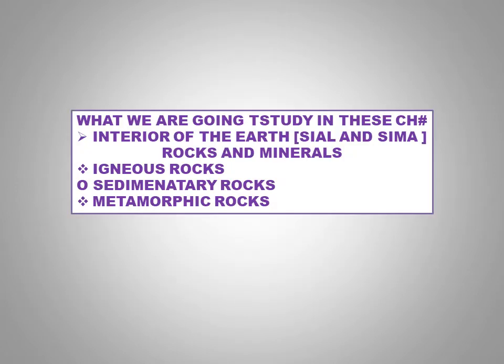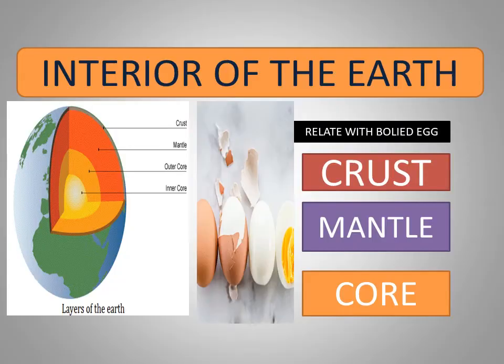What we are going to study in this chapter: interior of the earth, Sial and Sima. Children, please don't think that Sial and Sima are brothers and sisters. Okay? After this, we are going to learn about rocks and minerals. In rocks and minerals, we are going to talk about igneous rocks, sedimentary rocks, and metamorphic rocks.